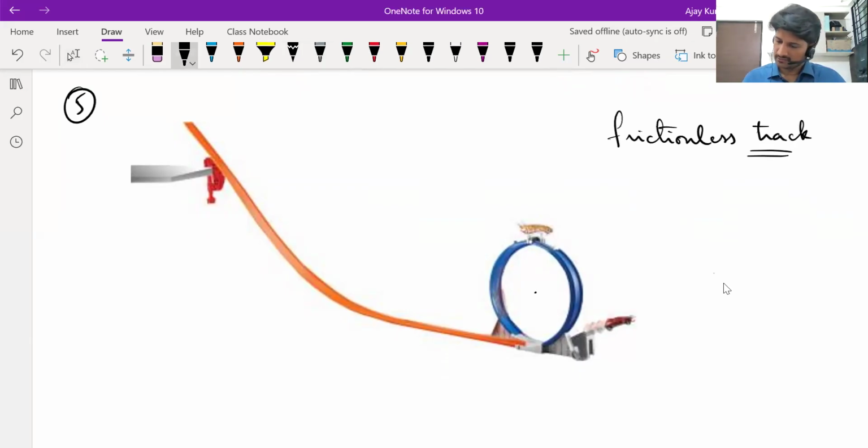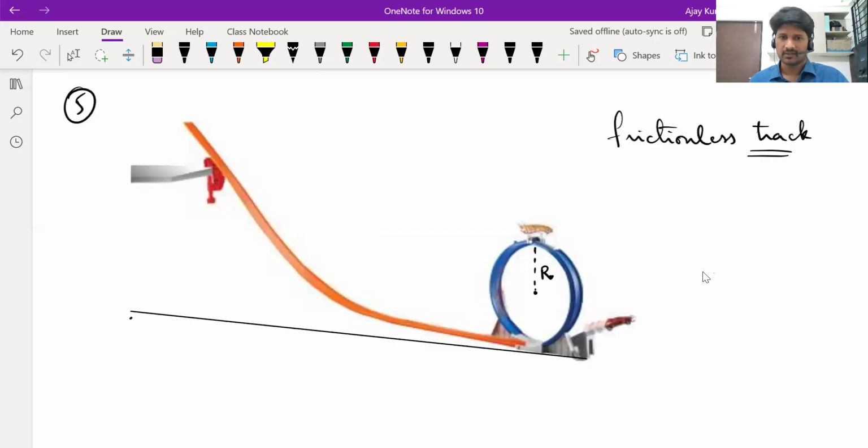Let's say the radius of the track is r. To find out critical velocities, all you need to know is the radius. Fine. Let's say the radius of the track is r. I think you are able to visualize, we are looking at this track at an angle actually. That circle doesn't look like a perfect circle. We are looking at it from an angle. So assume this is the horizontal level. Okay, ground level.